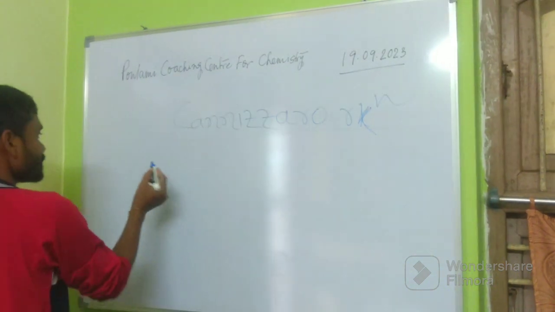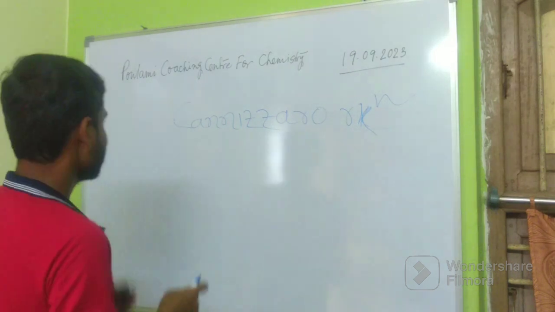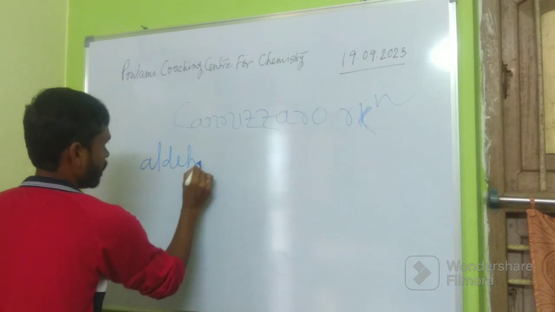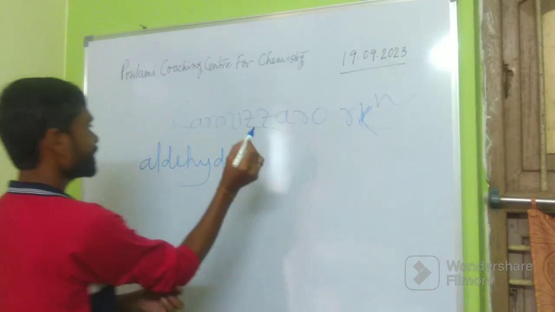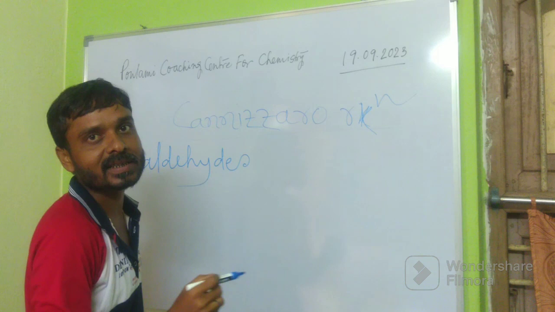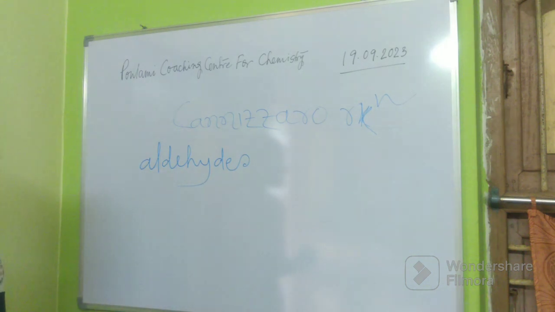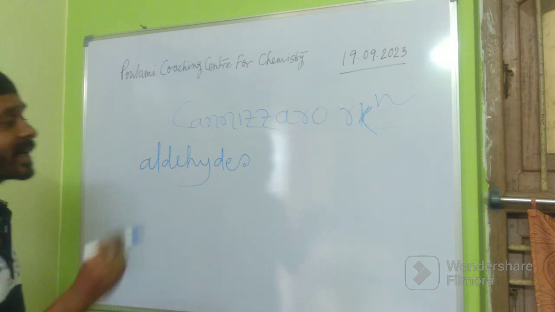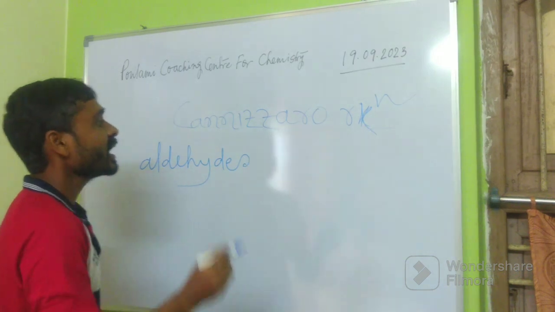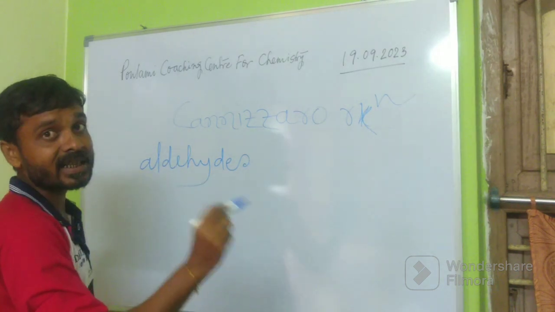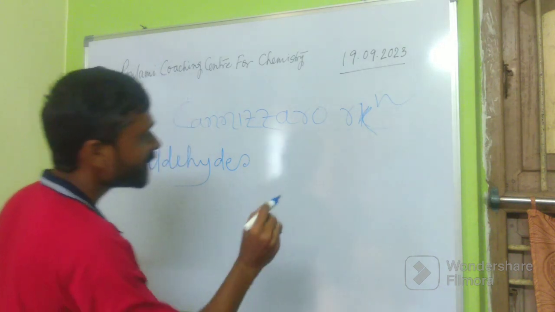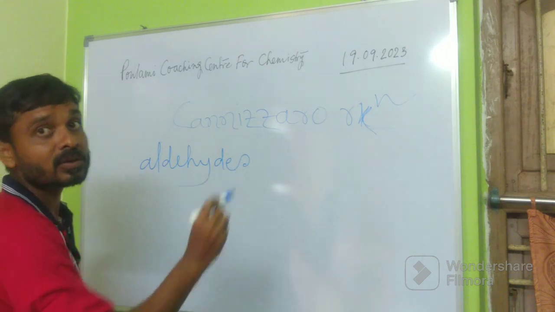Aldehydes. Take this one. Aldehydes having no alpha hydrogen undergo self oxidation reduction reaction and give the corresponding alcohol and its corresponding carboxylic acid. As the reagent used is alkaline, the carboxylic acid remains in solution as its salt.